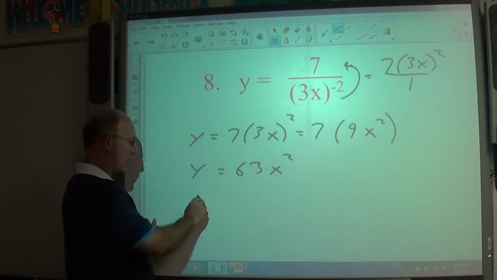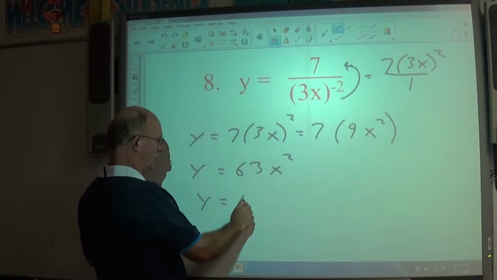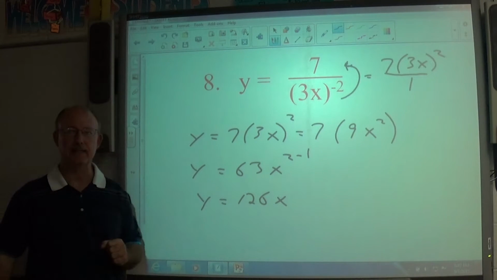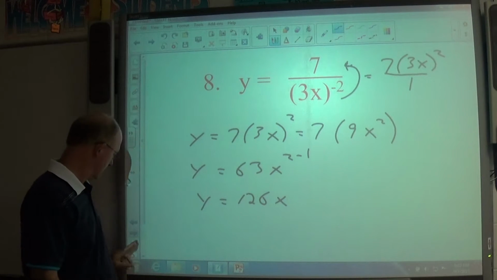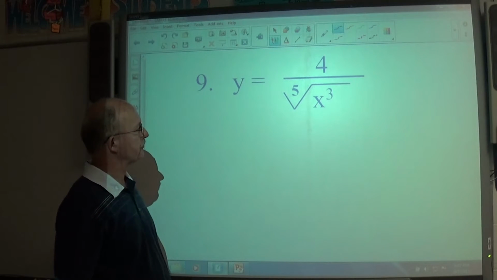And then last, to find our derivative, 63 times 2 would be 126x. Subtract 1 from your exponent would be 126x. So that's our derivative. And let's try another one. Let's try another radical problem.